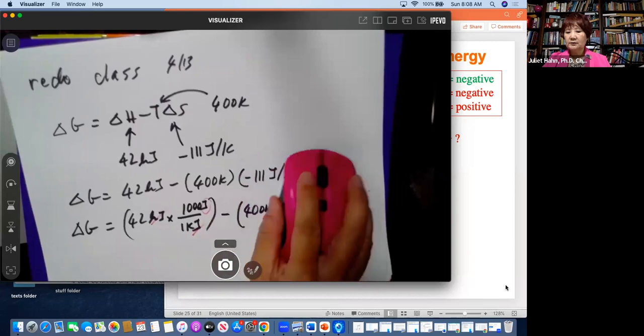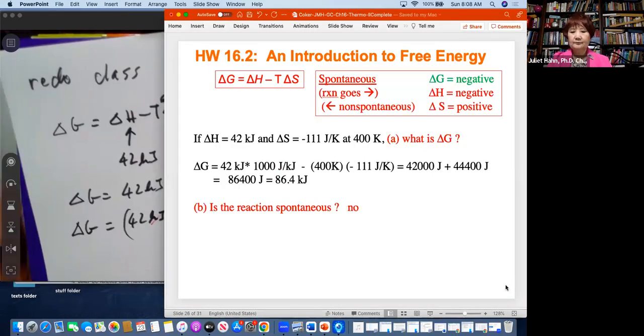So that's what we get. And we notice that delta G is a positive number. So for the reaction to be spontaneous, delta G actually needs to be negative. So is the reaction spontaneous? No, it is not. Not spontaneous.